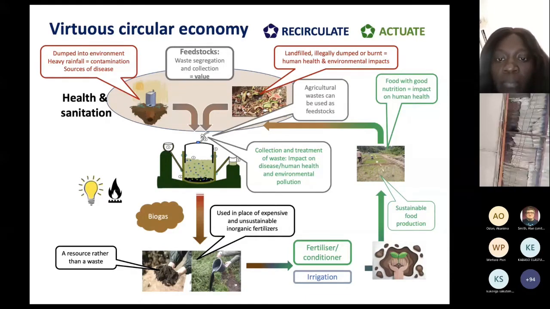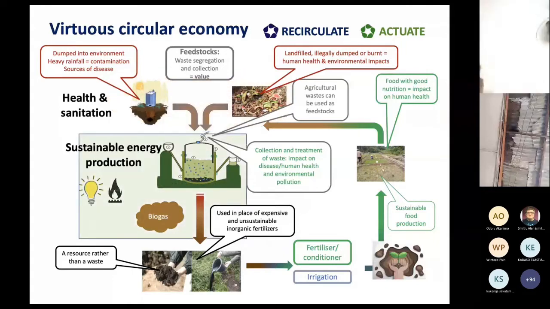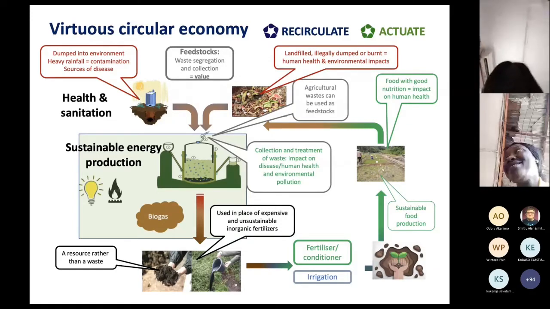We then take that and we use it as feedstocks in anaerobic digestion or other bioenergy technologies to produce energy. And in the case of anaerobic digestion, that is biogas. Now, biogas is combustible, so it can be converted, obviously, to heat, but it can also be converted to electricity for a multiplicity of uses.